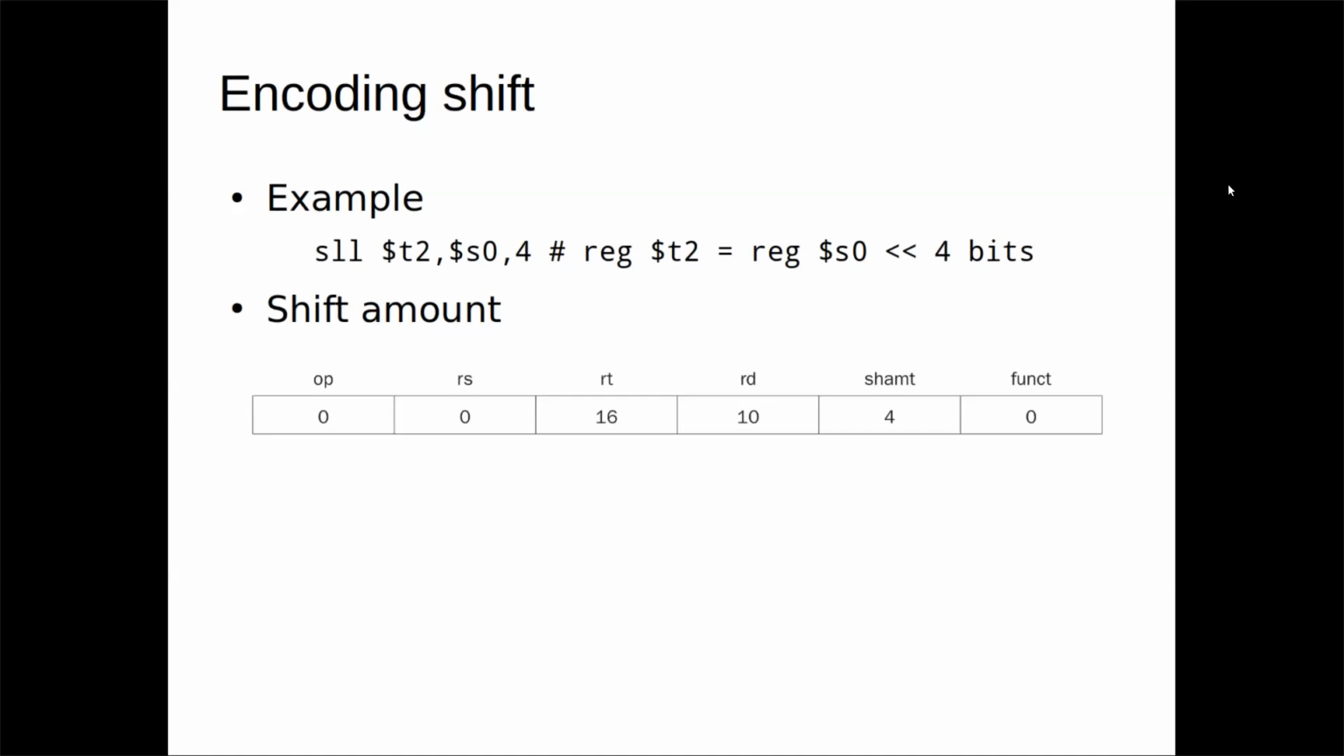And remember this encoding. Up until now, in those R-type instructions, this field was never used before, right? It was always 0 for additions and subtractions. So for the shift, this is exactly where this value goes. The shift amount is this value which goes into that field.